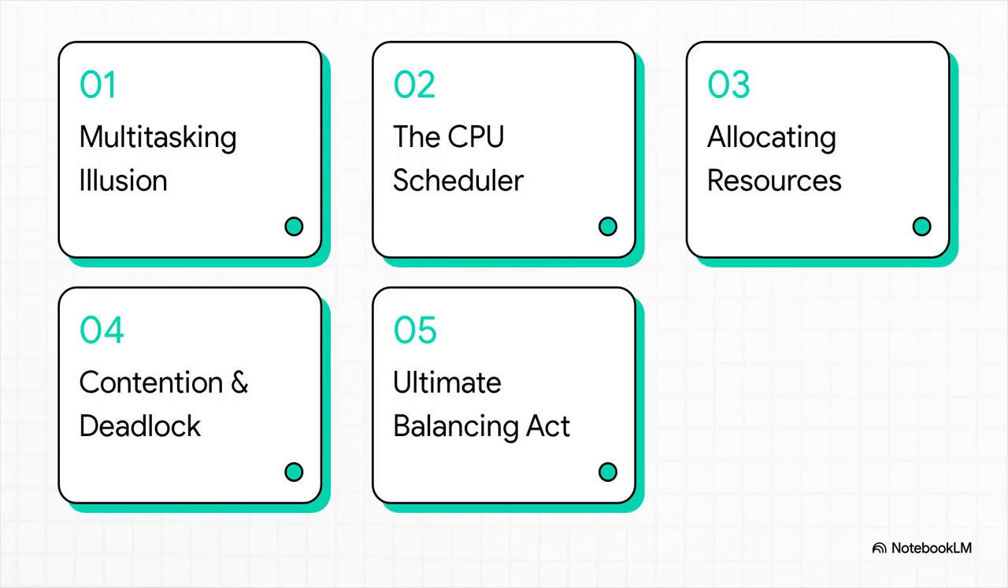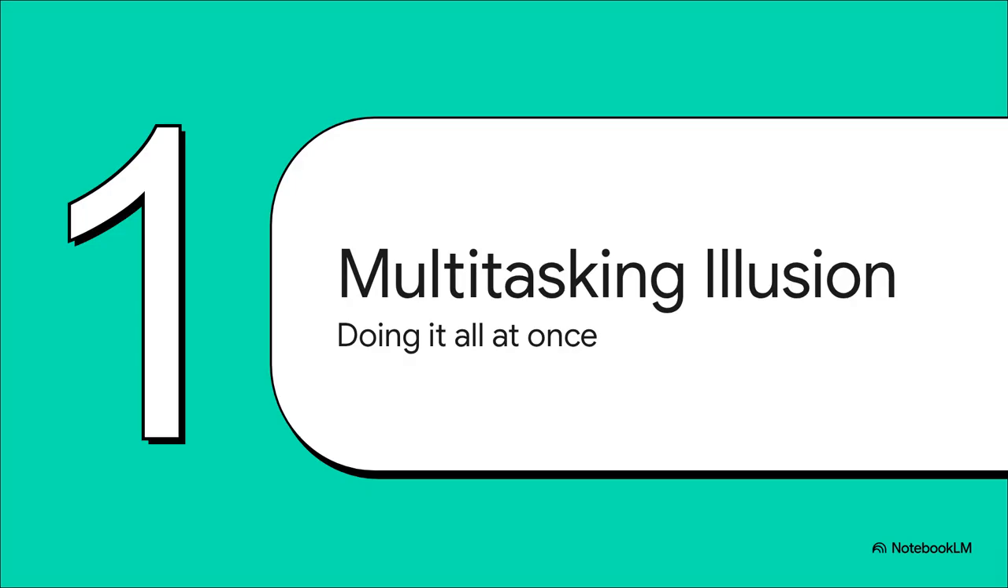Here is our roadmap for this explainer. First, the multitasking illusion. Next, the CPU scheduler. Then, allocating limited resources. Fourth, contention and deadlock. And finally, the ultimate balancing act. All right, jumping right into section 1, the multitasking illusion.